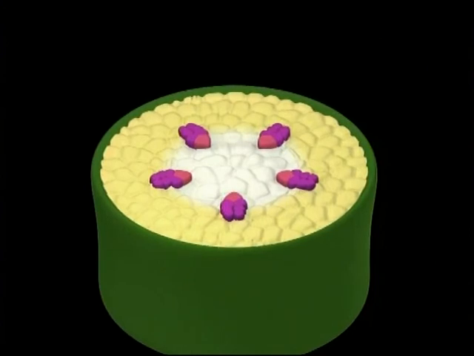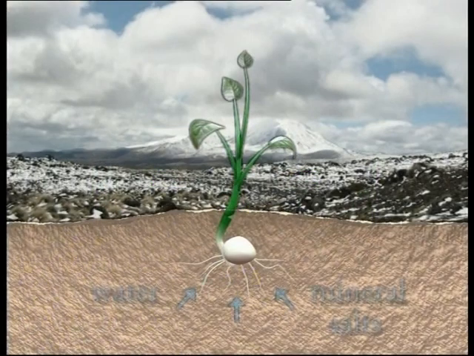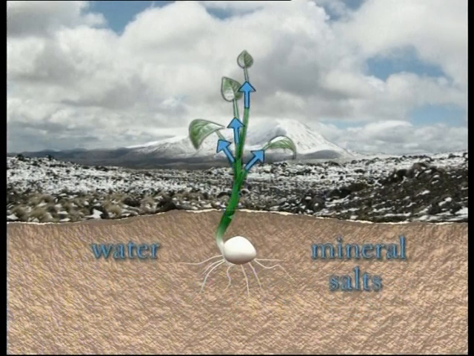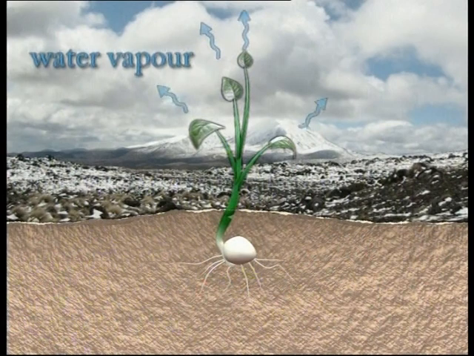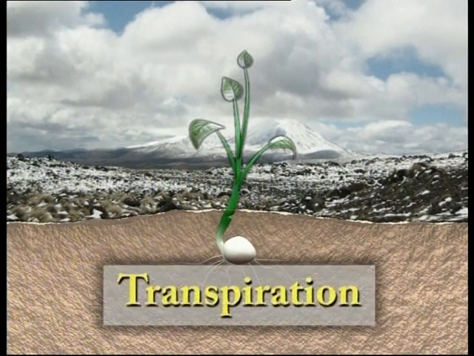So we have come to the end of this session. Let's recap what we have learned today. Number 1. The transport system in plants involves the xylem, which are dead cells that transport water and minerals from the roots through the stem to the leaves, where water vapor is lost through the stomata. This process is called transpiration.